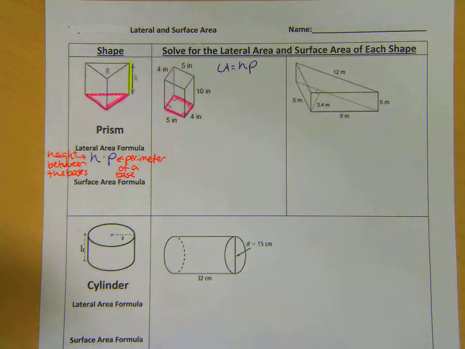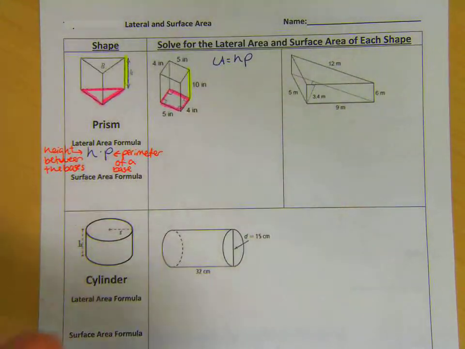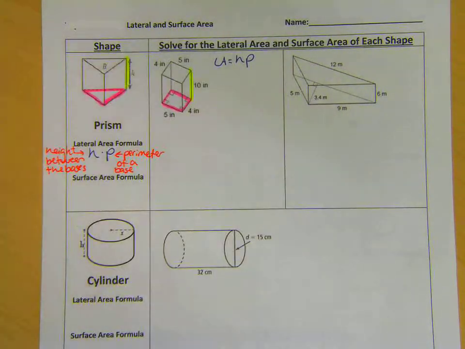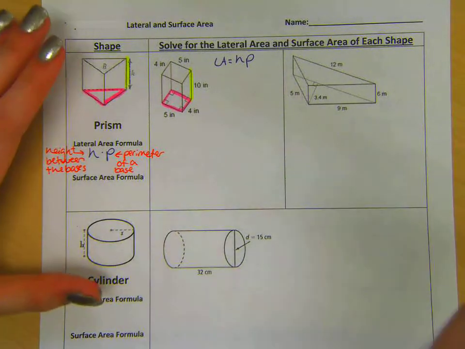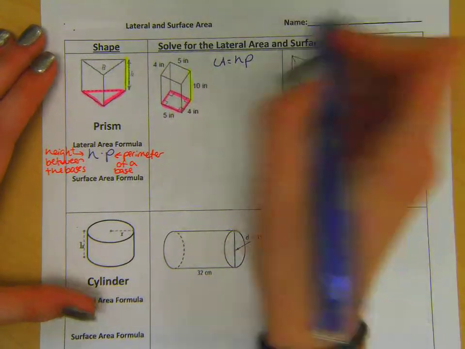And our height would be the distance between those 2 bases. So this base versus this base. Your lateral area will be different depending on which base you choose, and depending on which base you choose, your height would be different. So I'm going to intuitively think that this one's my base because it's on the bottom. It's not always going to be that way, but for this problem, I'm going to choose this as my base, so 10 would be my height.